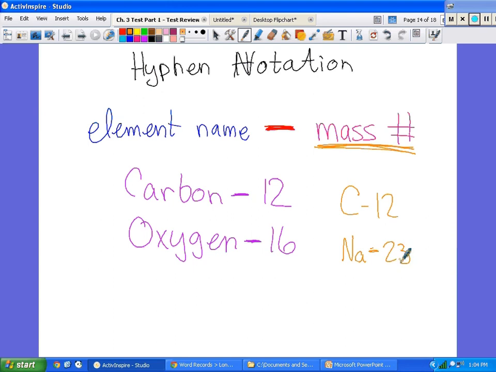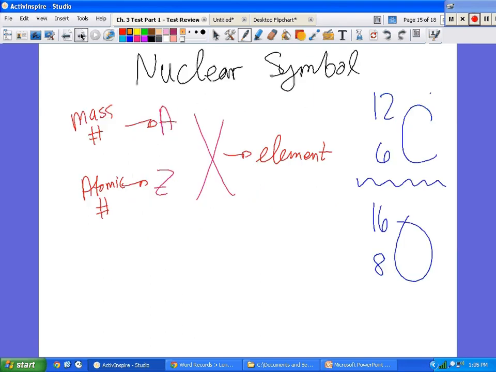Now, nuclear form, or the nuclear symbol. This is the nuclear symbol. Remember, it's that A Z X model. So if you see this, don't freak out. The A is the mass number. And the key here is that the larger number always goes on top. The smaller number always goes on the bottom. That's an easy way to remember that one. So larger over smaller: mass number over atomic number. And then X is just whatever the element is.